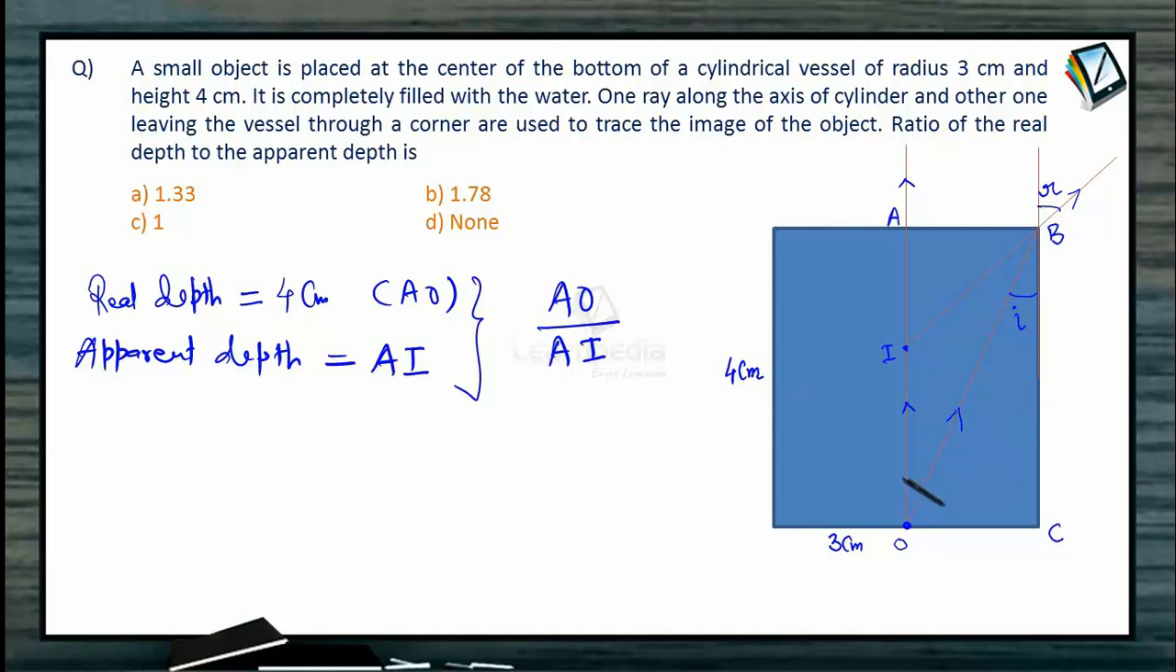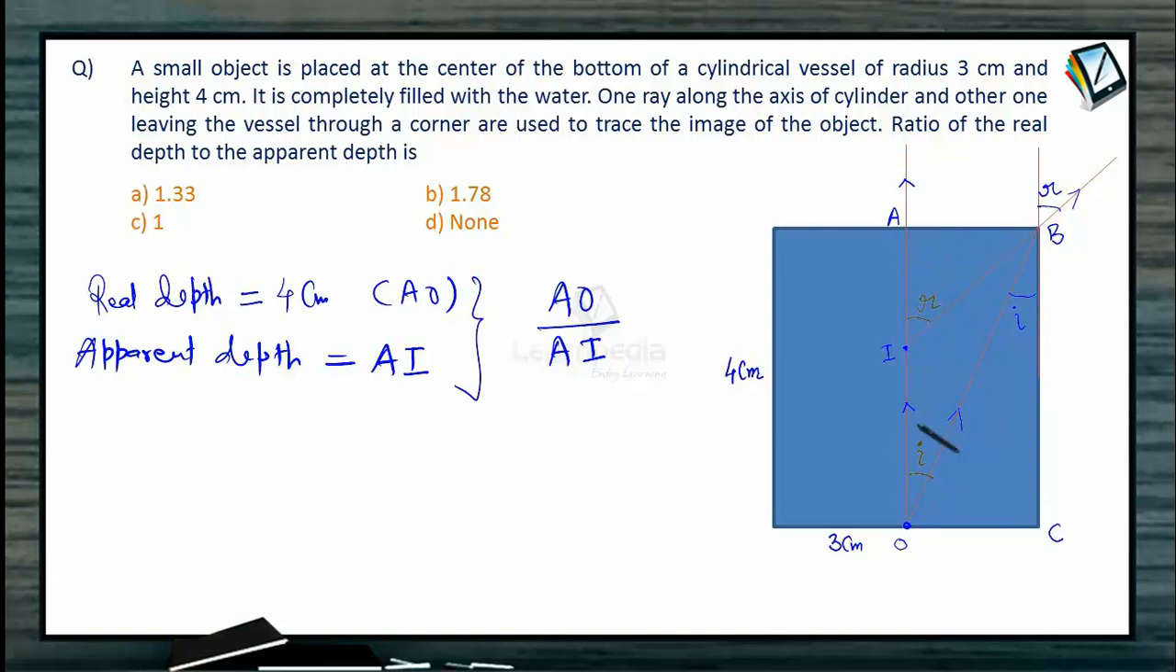So here in the diagram you can see that this particular angle is equal to I. You can see directly these two angles are alternate angles, and here it is R, then this particular angle must be R, and we have to find the ratio of AO and AI. So you can see here that in these two triangles, the triangle ABI and the triangle ABO, the side AB is common.